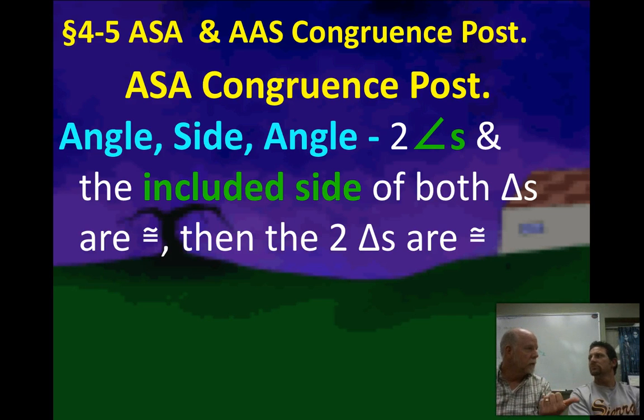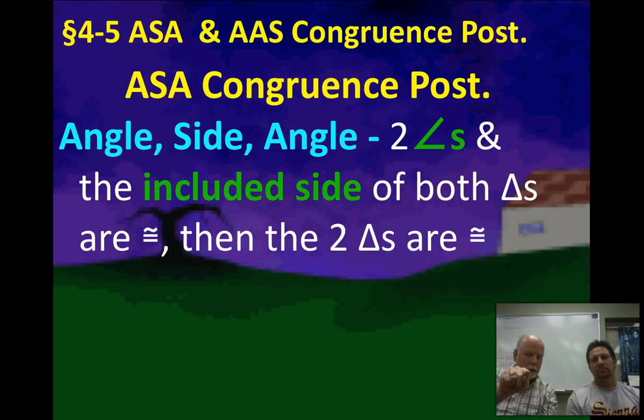It goes back to side, angle, side, and the fact that that included piece needs to be there. Right. But now it's the side. Now it's the side. And so we have two angles, and the side in between those two angles has to be the one that's congruent to the side in between the two angles in the other triangle. Right. Okay. So again, it has to go in that order.